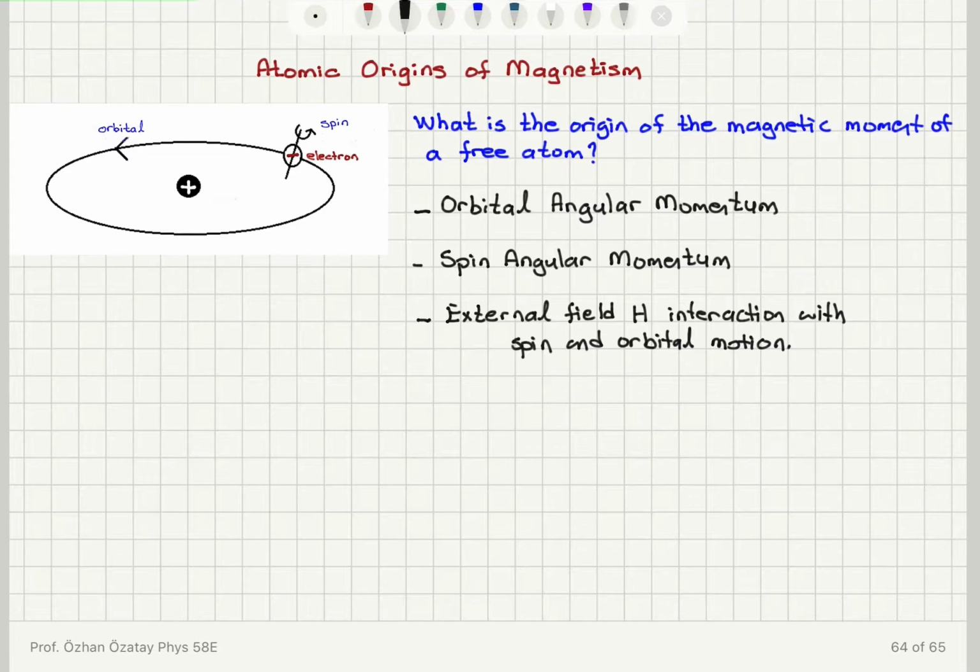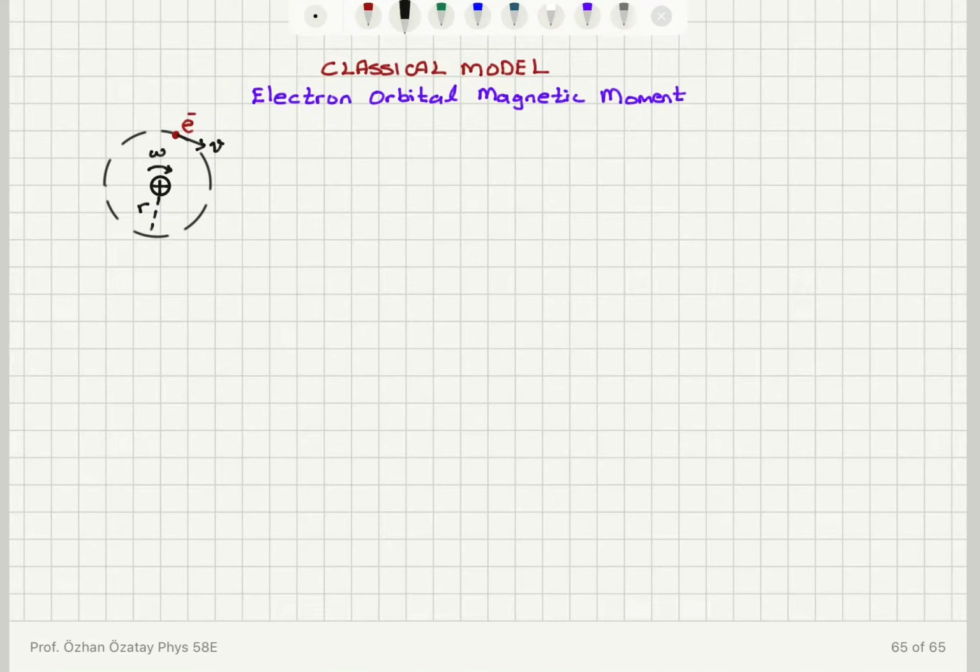Now we can analyze these contributions using quantum mechanics, as well as we can use a classical model in order to predict what these contributions should be. So we're going to start out with a simple treatment, and that gives us a very good idea, a nice picture to refer to in order to understand the atomic origin of the magnetism. So that is the classical model, and we will start out with the electron orbital magnetic moment.